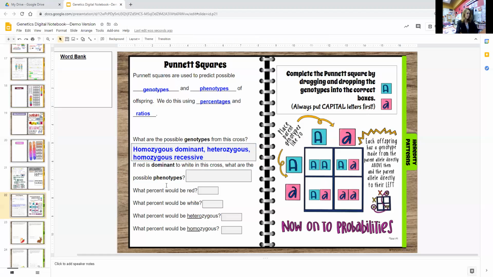So if red is dominant to white in this cross, maybe these are flower petals, and red flower petals are dominant to white flower petals. So red would be a capital A, white would be a lowercase a. Red is dominant, white is recessive. What are the possible phenotypes? So now we have to look and see which alleles each genotype contains so we can determine what the phenotype is.